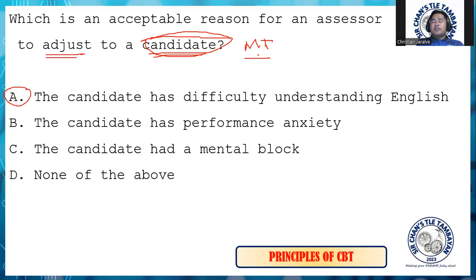So if the candidate has difficulty understanding English, you speak it with the mother tongue, but not really straight. Okay? So that's letter A. But when it's performance anxiety, it's a symbol that he is not prepared. It's a symbol that he is not totally ready yet. Mental block, not totally ready pa rin. The only answer here is letter A.